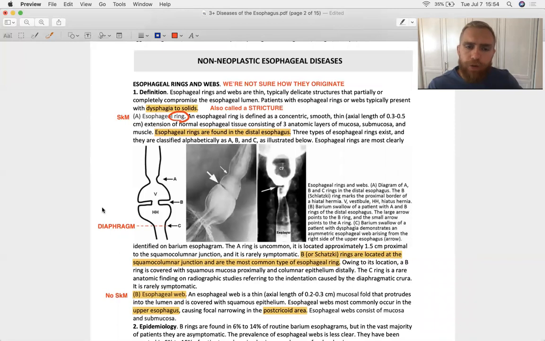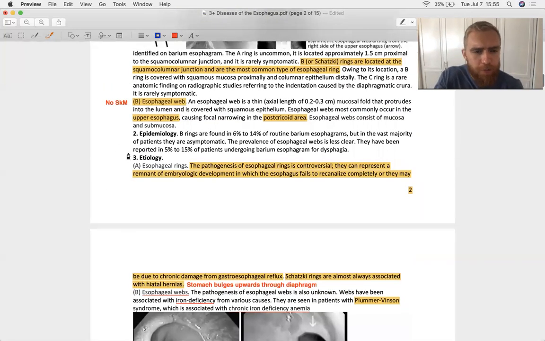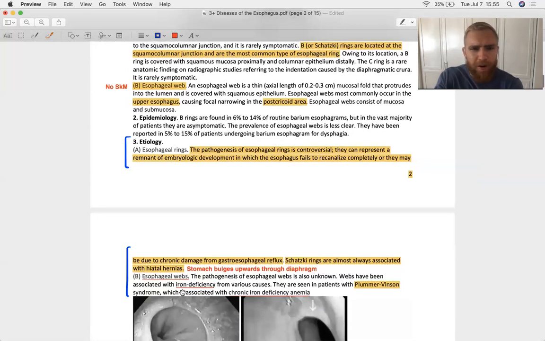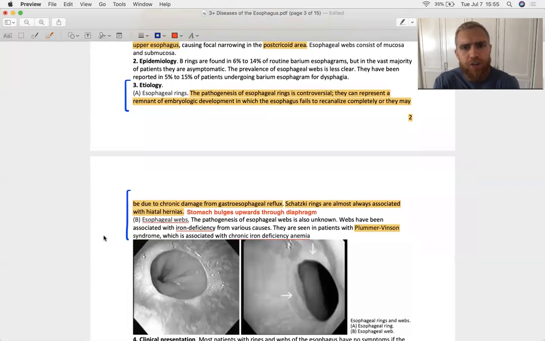And I want to preface all this by saying we don't precisely understand the biochemistry or the pathophysiology behind esophageal rings and webs. They are findings, and we have observed rings and webs in many patients, and we know some things about them, but not everything. I want to go to the etiology section first because, again, it's helpful to understand what these things are before we talk about any anatomy or associations.